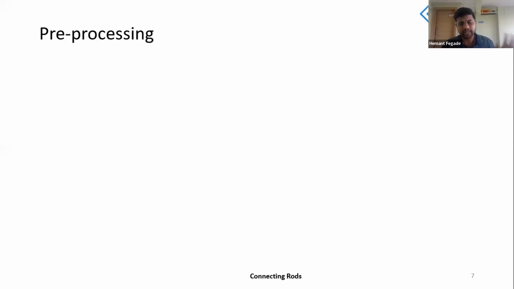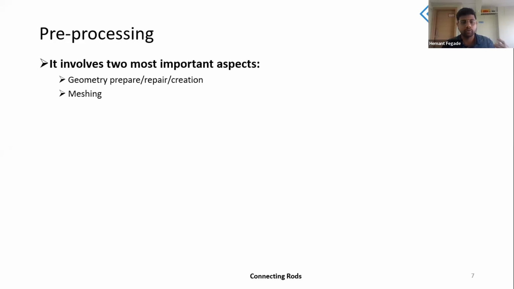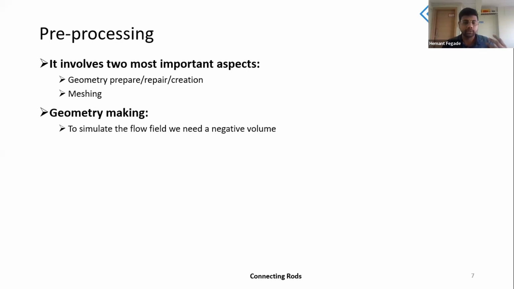Now, there are three main modules in CFD. One is pre-processing. Pre-processing involves geometry creation, repair, or cleanup. In simple terms, it's called cleanup. And second is meshing. So let's talk about geometry making and its constraints for a bit, right? To simulate the fluid field, we need a negative volume. That means essentially, if you are going to simulate, let me just give a context to this, okay?